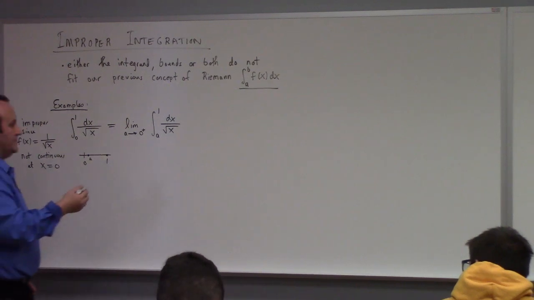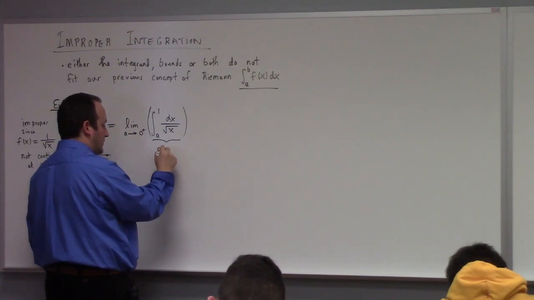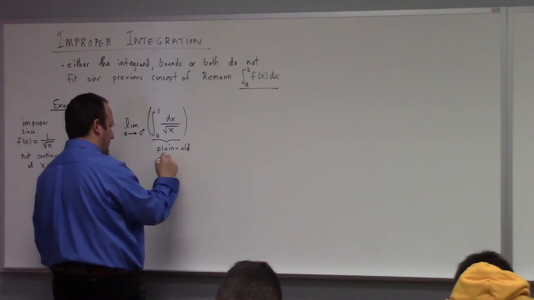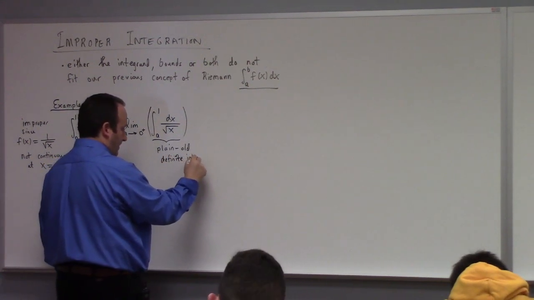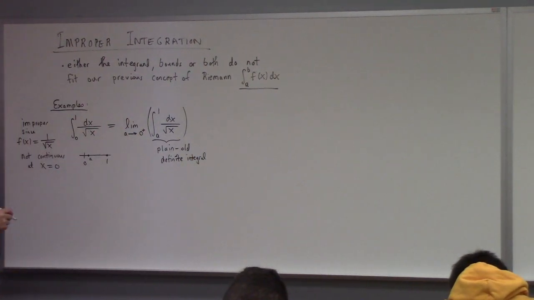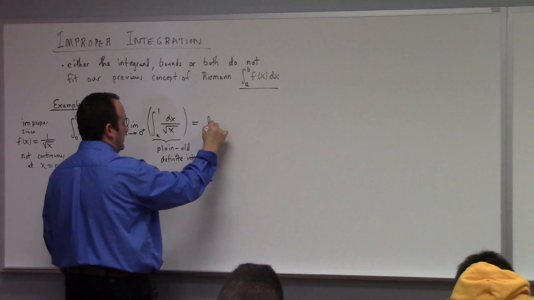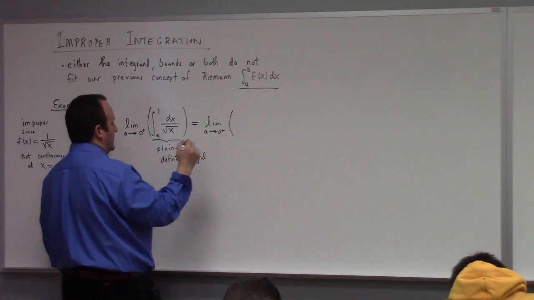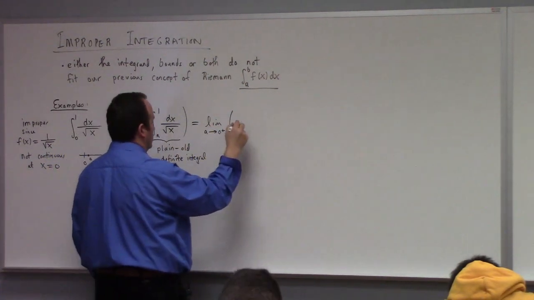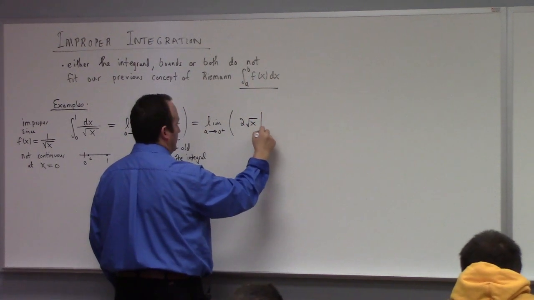And then you could do it. This is a plain old definite integral. Well, it's not exactly plain. It depends on a parameter a, the lower bound here. But you can do that. This is the limit as a goes to 0 from the right of, what's this integral? Looks like 2 square root of x evaluated from a to 1.